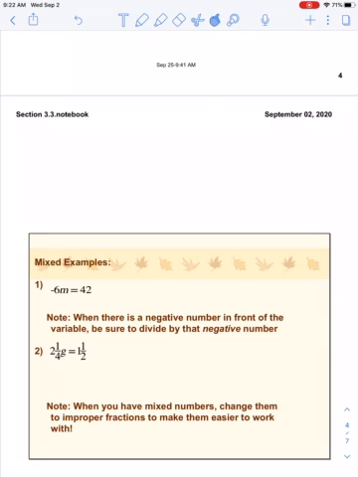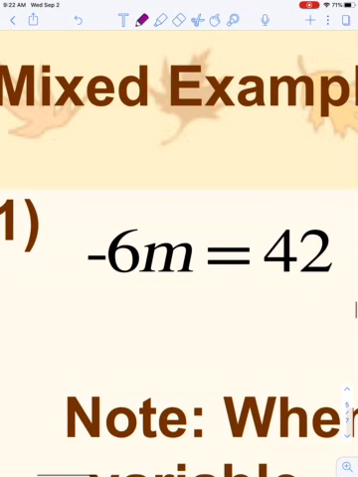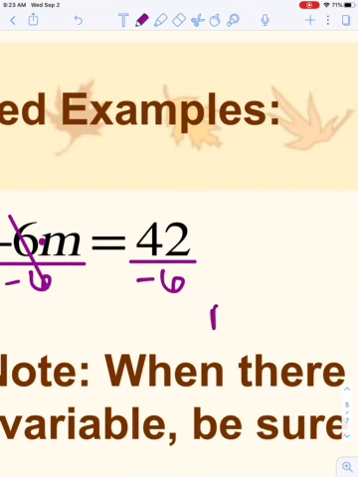So number 1, you have negative 6m equals 42. So your variable is m, and it is right next to negative 6, which means they are being multiplied together. Okay? So the opposite of multiplying by negative 6 is dividing by negative 6. You just have to make sure that you see that that's being multiplied. It's not a minus 6, it's a negative 6. So you just have to divide both sides by negative 6. You just take the negative with it, which leaves you with m equals negative 7.